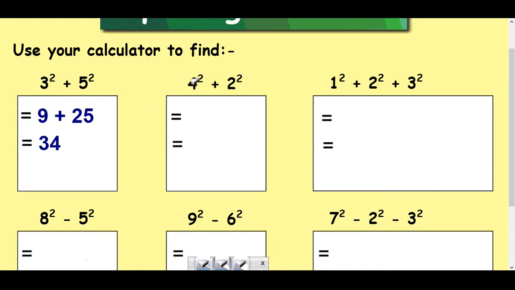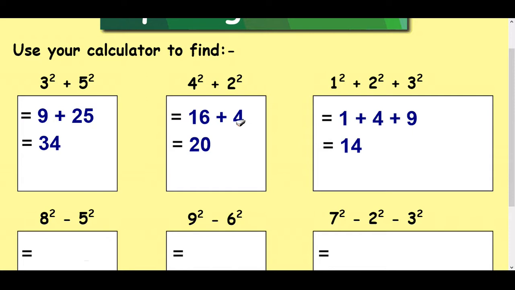So again, here, 4 squared, that's 16, plus 2 squared, which is 4, 2 times 2, and then add them together. Right, last one, 1 squared, that's 1, plus 2 squared, that's 4, plus 3 squared, that's 9, and then add it all up, 14.